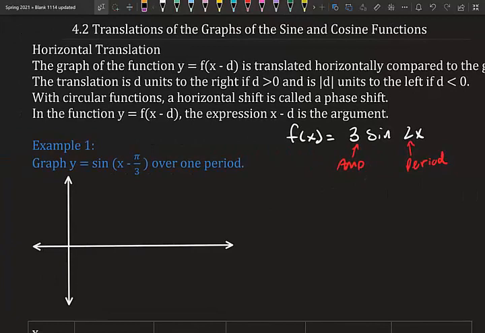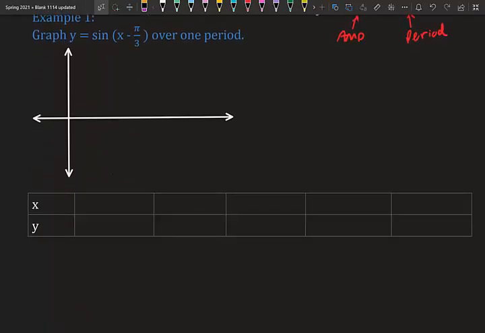So let's graph y equals sine of x minus pi over 3 over 1 period. Let's do it by hand, and then I'm going to show you doing transformations. Now we have something happening to the x itself. When something happens to the x itself, we actually have to find the transformation, where we are moving towards. But before we do that, let's do it by hand. So method 1: let's graph this by hand without using transformations or phase shifts.